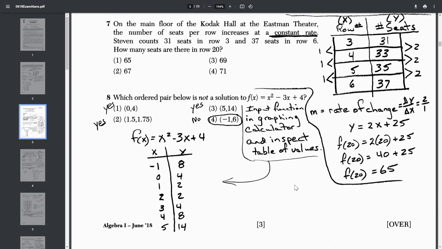Number 8, which ordered pair is not a solution? To find this, I would just graph that on my Desmos calculator, and I would trace the graph, and I would see which one is not on the graph. Negative 1, 6 is not on the graph, so that is choice 4.